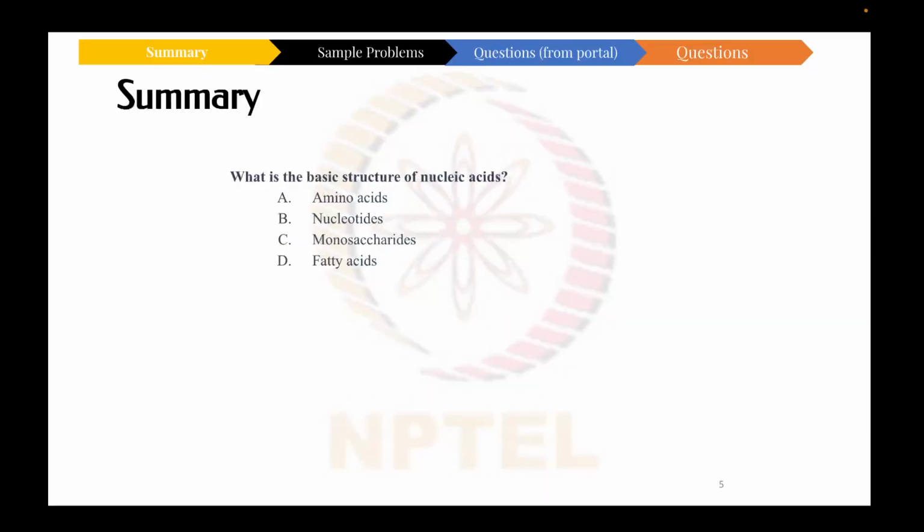Next I have one more. This is about what the basic structure of nucleic acids contain, or in other words, nucleic acids are polymers of nucleotides. So nucleotides are the basic structural units.